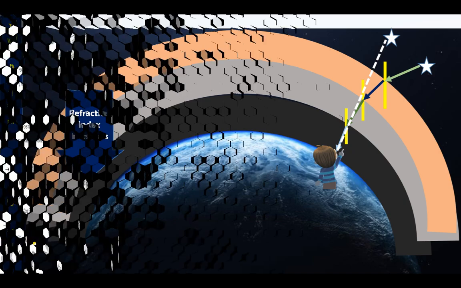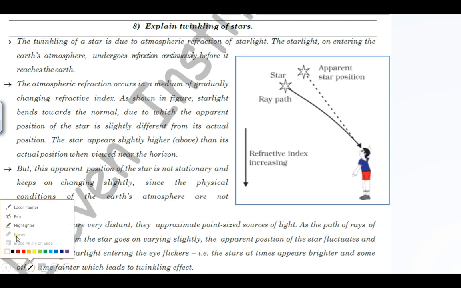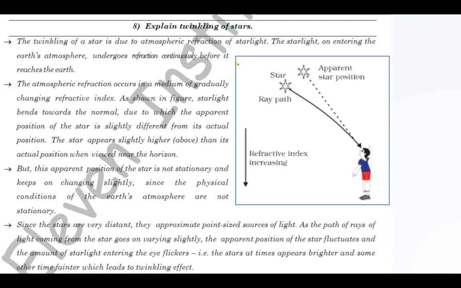Let us now check out the answer. This is the answer that you have to write as per the textbook. Explain the twinkling of stars. This is an important question. This diagram is compulsory. I request you to please pause the video and write this answer down in your CW. Please write this answer in your CW. I hope you have written this.